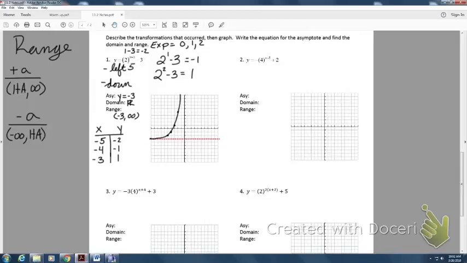Anna, what is my horizontal asymptote here? 2. Tyler, what's the domain? What's the range? -infinity to 2. An easy way to think about that is if the equation starts with negative, your range is going to start with -infinity. Okay.